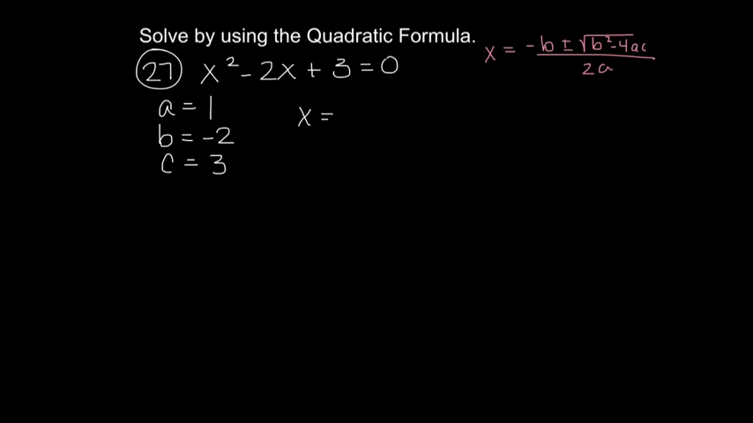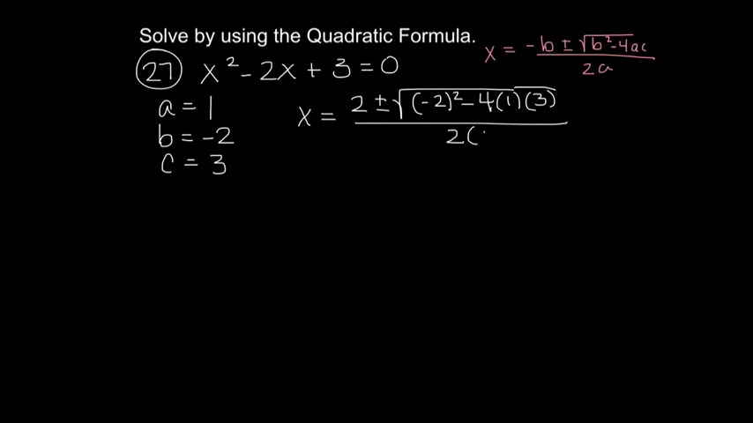Plugging that information into the formula, x is equal to the opposite of b. Since b is negative 2, the opposite of that is positive 2, plus or minus the square root of b squared, so again I have that negative 2 squared, minus 4 times a is 1 and c is 3. And that's all over 2a, so that's all over 2 times 1. This tells me that x is equal to 2 plus or minus the square root of negative 2 squared is positive 4, minus 4 times 1 times 3 is 12. All over 2 times 1 is 2.